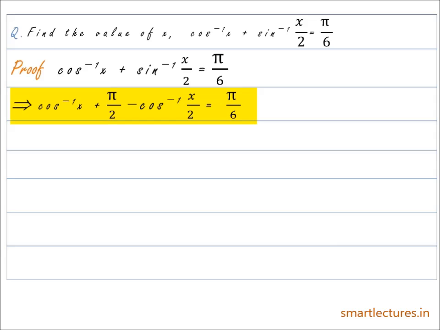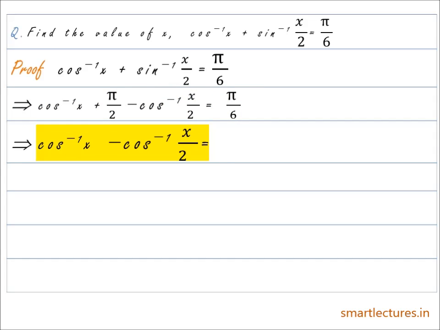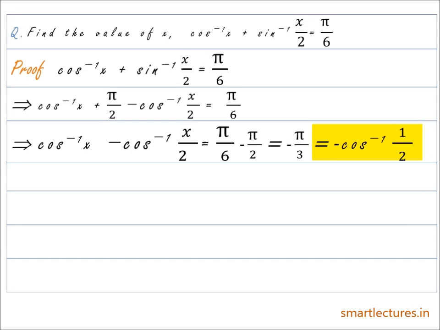And now taking half pi to the right hand side, this equation becomes cos inverse x minus cos inverse half x is equal to pi upon 6 minus half pi. And pi upon 6 minus half pi is equal to minus pi upon 3. And pi upon 3 means the angle is 60 degree, and the cosine of 60 degree is equal to half. So that means cos inverse half is equal to 60 degree or pi upon 3. So in place of pi upon 3, we can also write cos inverse half.